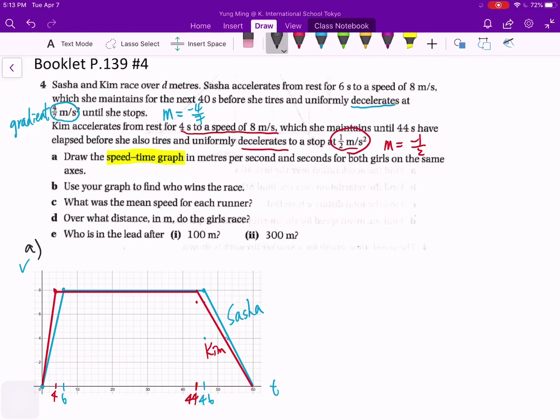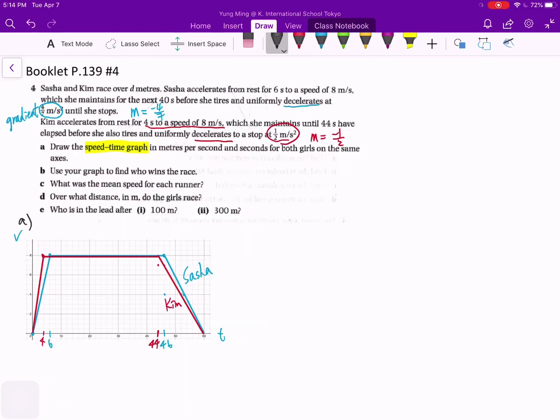We're going to start answering questions for B, C, D, and E. For part B, we're going to use a graph to find who wins the race. Now the problem is, in this case, we don't really know where they are. This graph doesn't tell you that they're going back to the origin at 60 seconds. It only means our speed goes down to 0 at 60 seconds. If the speed goes down to 0, that means they stop running, that means they're done. You see that they're done at the same point in time. So theoretically speaking, we can suggest that they are tying the game.